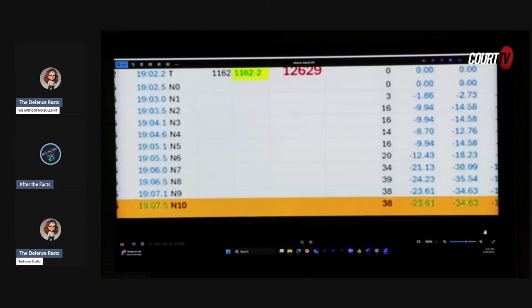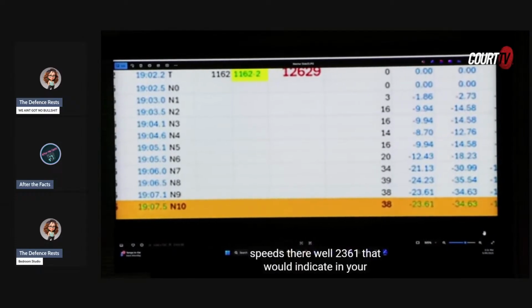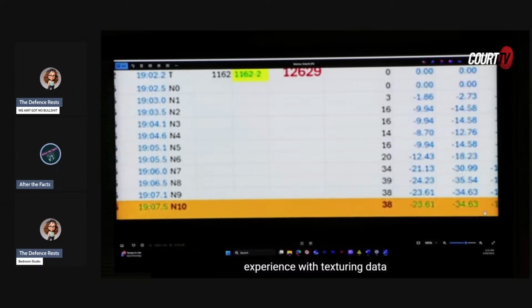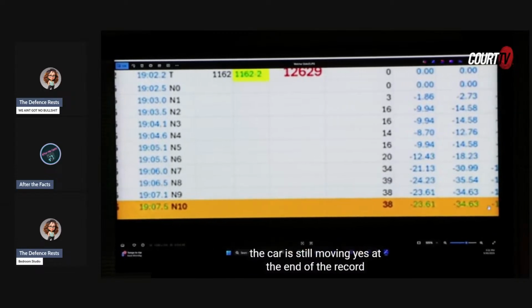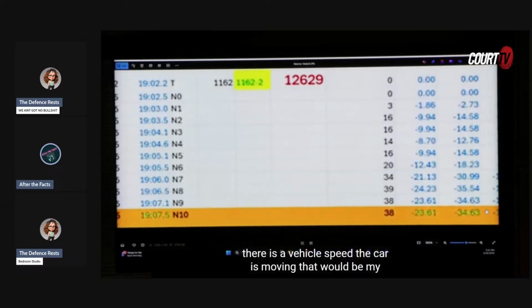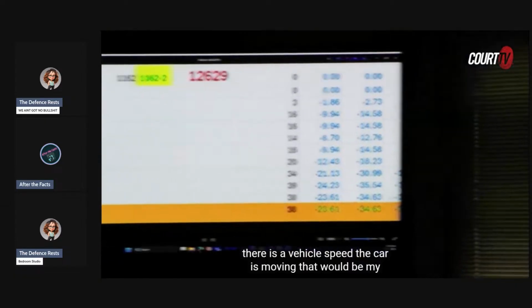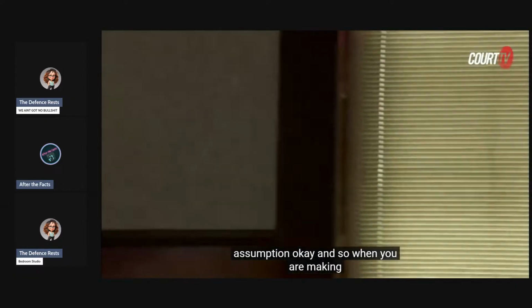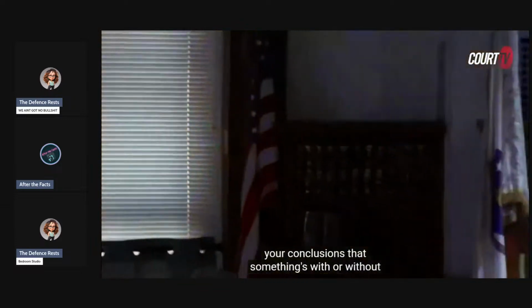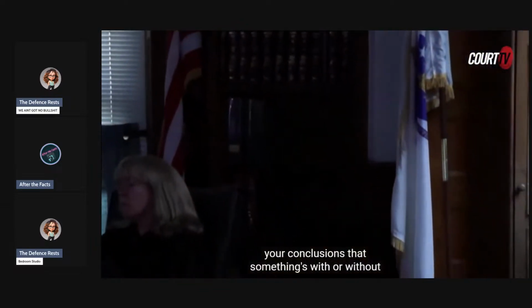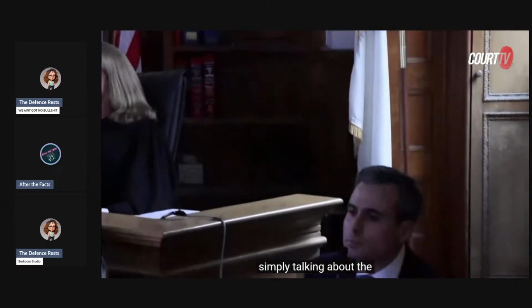Yes? I see vehicle speeds there as well. 2361. That would indicate, in your experience with text stream data, the car is still moving. Yes? At the end of the record, there is a vehicle speed. The car is moving. That would be my assumption. Okay. And so when you're making your conclusions that something's with or without, you're simply talking about the time of the 10 seconds of data. Yes?